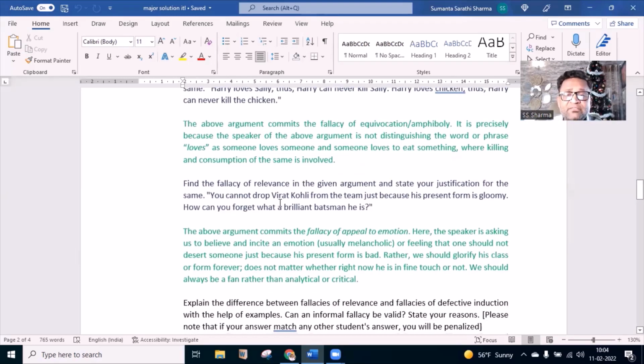Next question. Find the fallacy of relevance in the given argument and state your justification for the same. You cannot drop Virat Kohli from the team just because his present form is gloomy. How can you forget what a brilliant batsman he is?